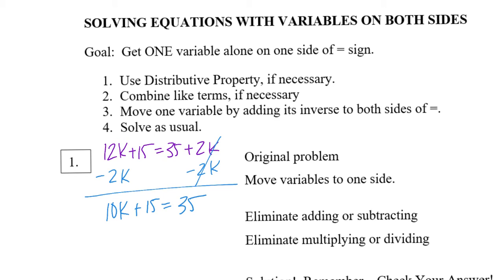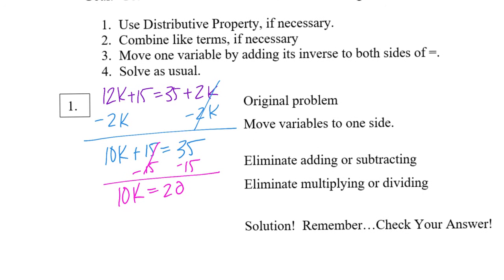Then the next thing says eliminate adding or subtracting, so I'm going to get rid of the 15. I'm minusing 15 on both sides. So 10k equals 20. And then the last step, eliminate multiplying or dividing, so I'm going to divide by 10 on both sides. So k equals 2. Solution: make sure you check your answer. So plug it back in and check it.